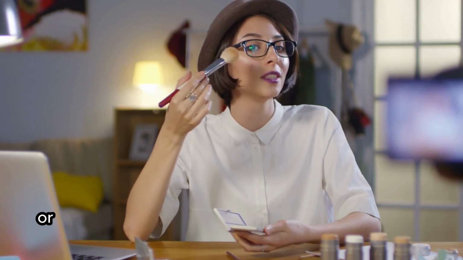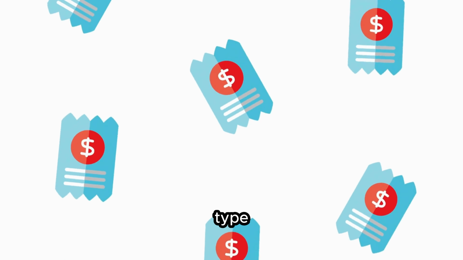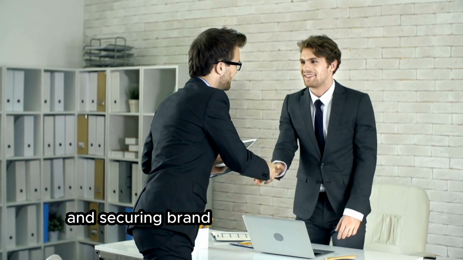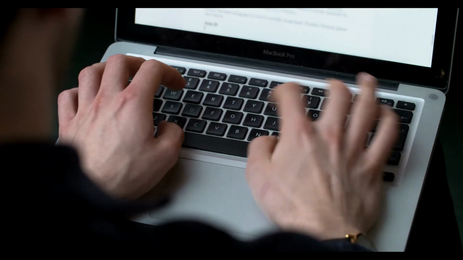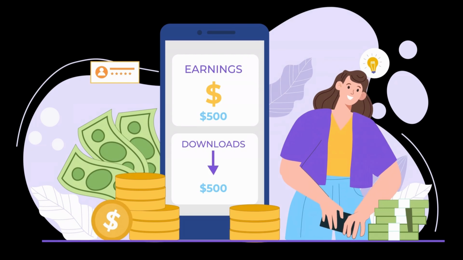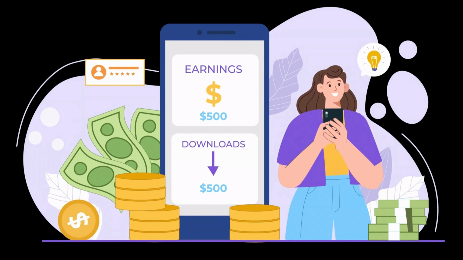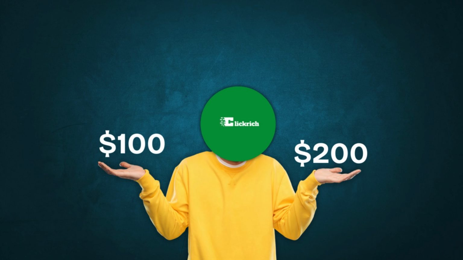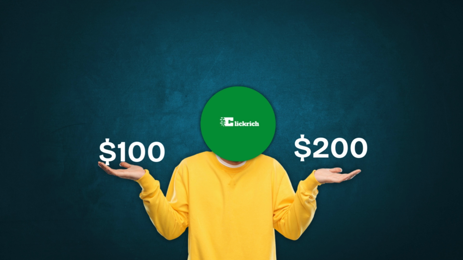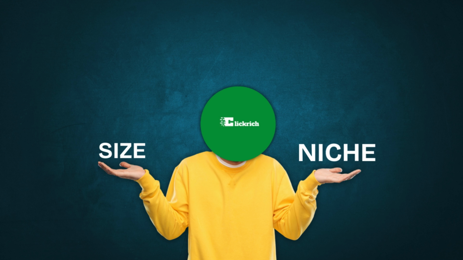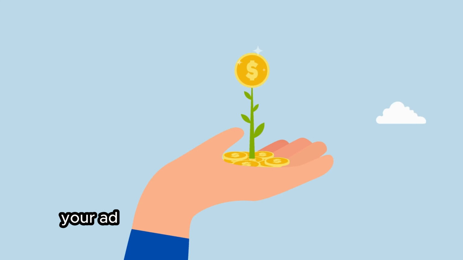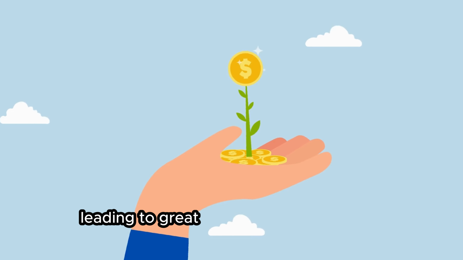Companies might want a 30-second shout-out, a full ad read, or for you to use their product throughout the video. Prices vary based on the integration type, but as your channel grows, more companies will reach out to you, and securing brand deals will become easier. Sometimes you might even reach out to companies directly. Initially, your ad revenue might be minimal, but a brand deal could earn you between $100 and $200, depending on your channel's size and niche. As you grow, your ad revenue and brand deals will increase, leading to great growth for your channel.